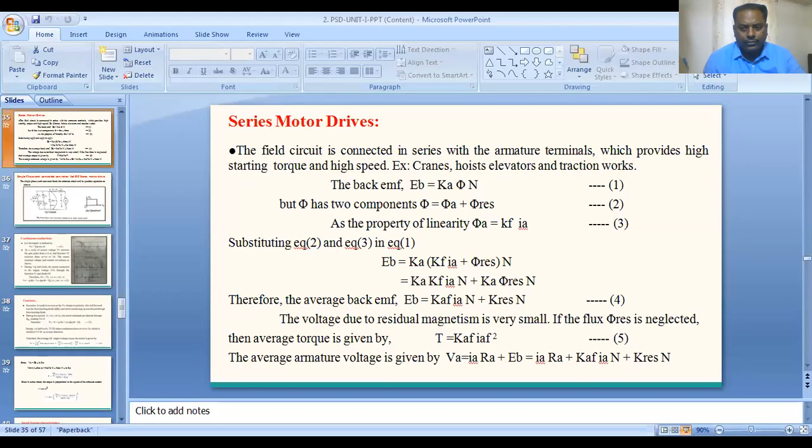So in today's class, we are going to discuss the DC series motor drive, fed by the single-phase semi-controlled converter drive as well as the single-phase fully controlled converter drive. Before going into the single-phase semi-controlled and fully controlled converter drives feeding the series motor, let us have some basic information regarding series motor drives.